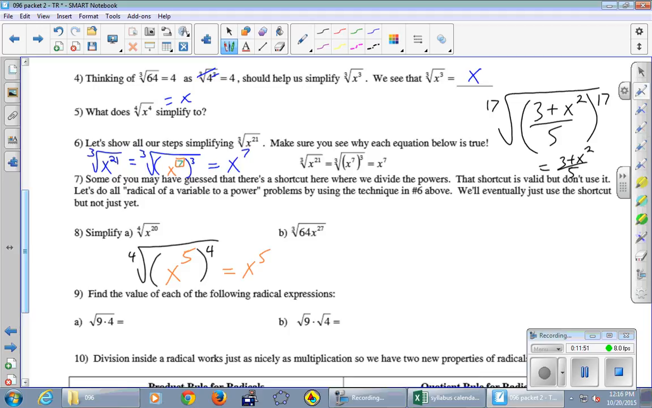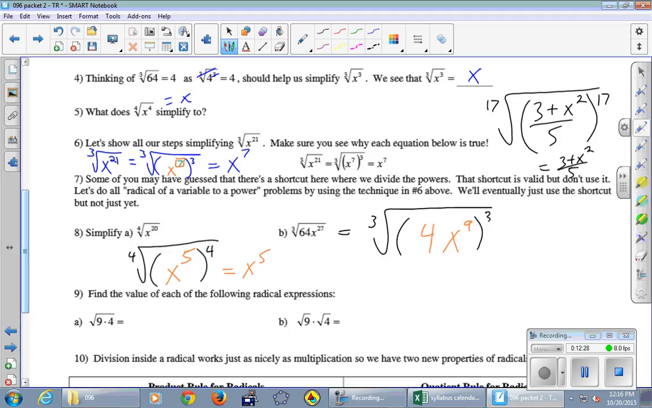Same idea for part B, although this one, there's a 64 in the way, but that's okay. Again, what power would I love to put up here? I'd love to put a 3, so put a 3. Okay, the x's, I had 27 of them. What am I putting here? 9, because I know I'm supposed to multiply the 3 and the 9. Okay, that's good. What about the 64? It's 4, isn't it? Because 4 cubed is 64.